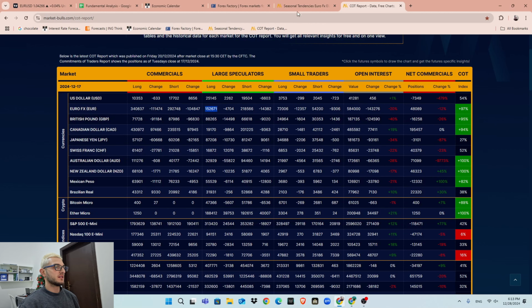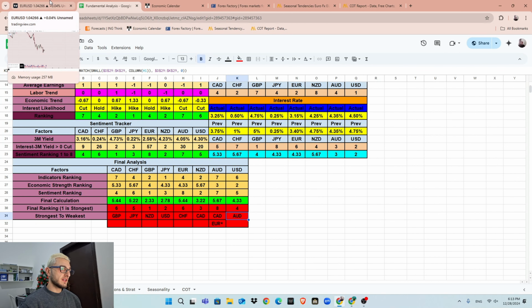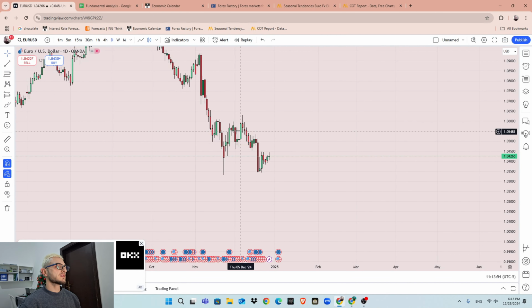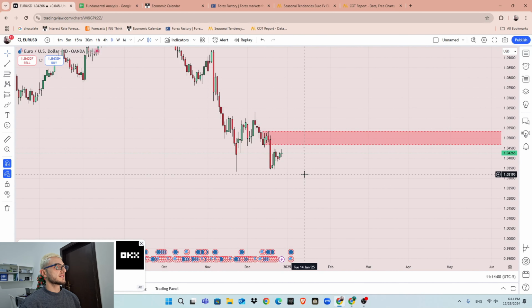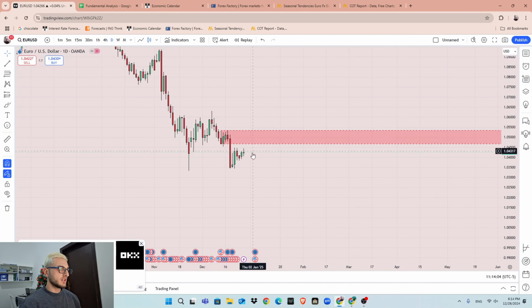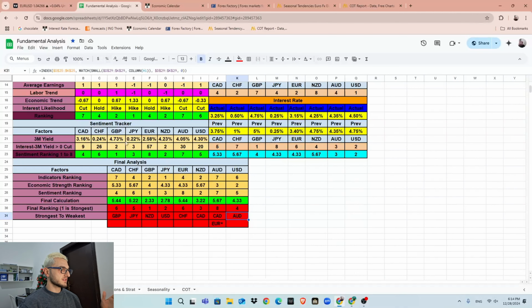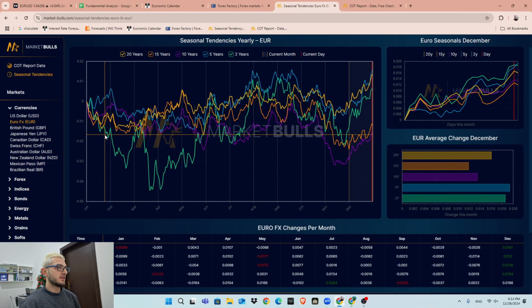Then we go to the technical analysis based on the daily charts right here. We've got this beautiful supply zone. If we come into this area, we reject, and fundamentals stay the same or even get stronger, and seasonality will be the same.